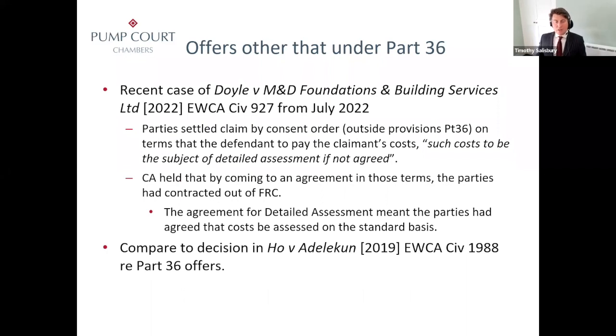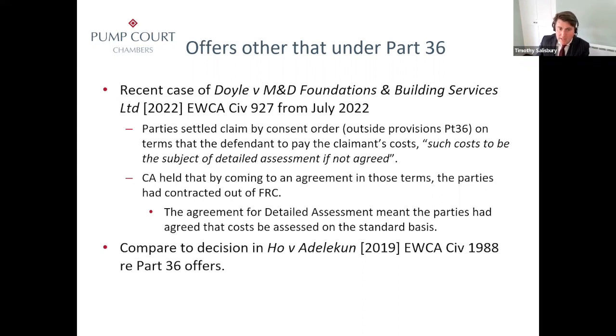I'd like to touch on offers that are made other than under Part 36. In the recent case of Doyle and M&D Foundations and Building Services from July this year, parties settled the matter by consent order, but outside the provisions of Part 36. I believe this was because the offer was made too close before the date of trial for the period to be effective. They settled on terms that the defendant was to pay the claimant's costs, such costs to be the subject of detailed assessment if not agreed.